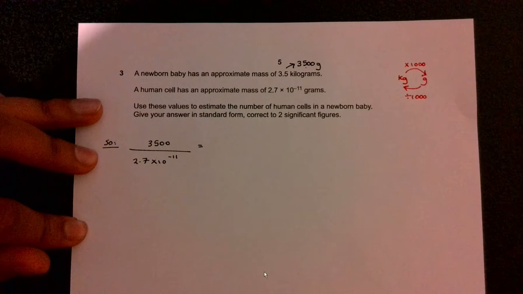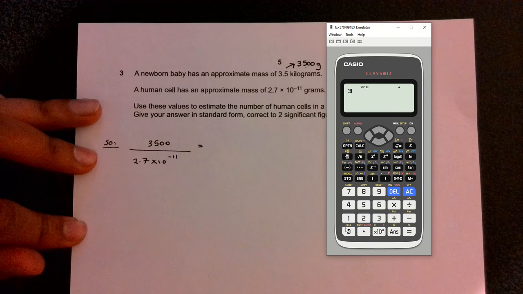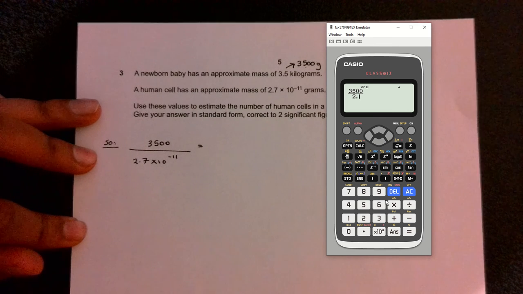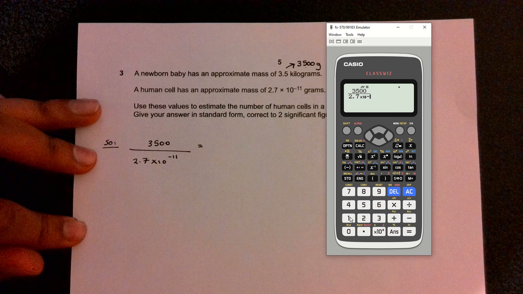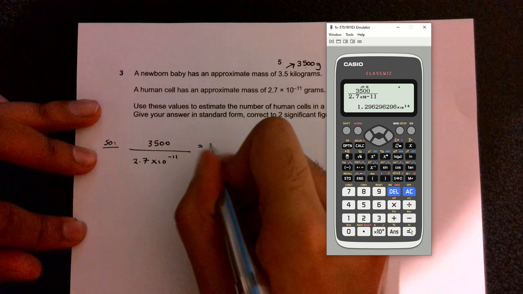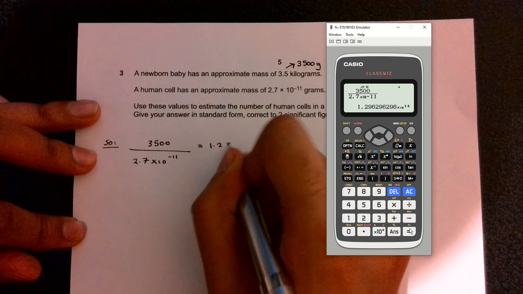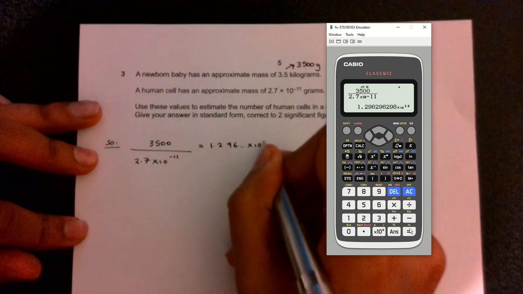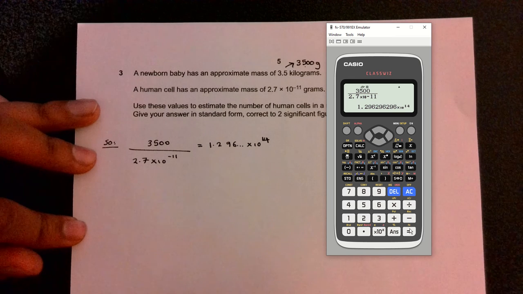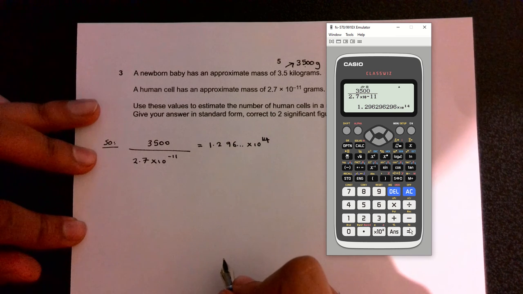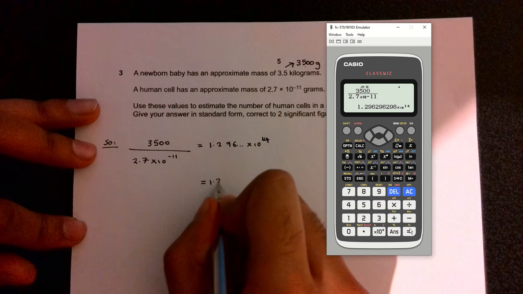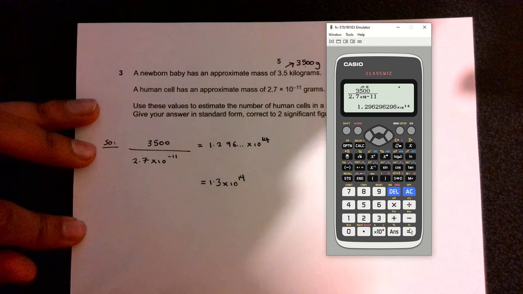And working this out, we have 3,500 over 2.7 times 10 to the minus 11. And working this out, we get 1.296 etc. times 10 to the 14. Okay, so to 2 significant figures we have 1.3. So we have 1.3 times 10 to the 14 cells.